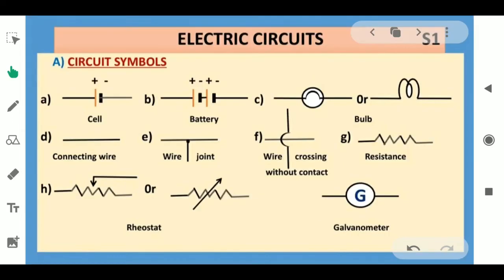Clear? Dear students, the next important topic is electric circuits. Just take a bulb, a cell and some connecting wires. If you need, we can take a switch also. Connect all these things properly. After that, you switch on the circuit. Then you can see that the bulb starts glowing. Is it true? When you switch on the circuit, the bulb starts glowing. When you switch off the circuit, the bulb stops glowing.